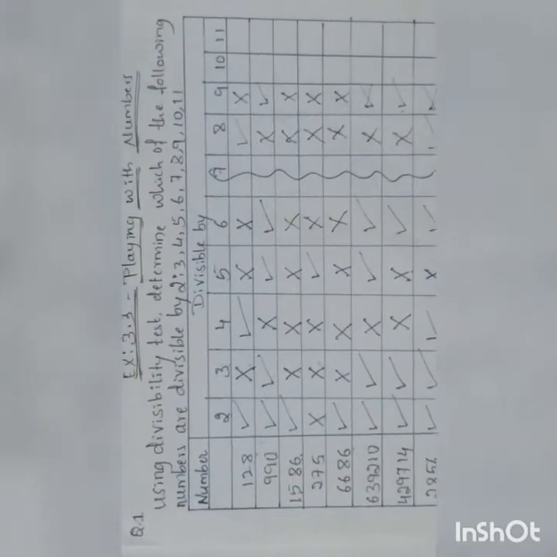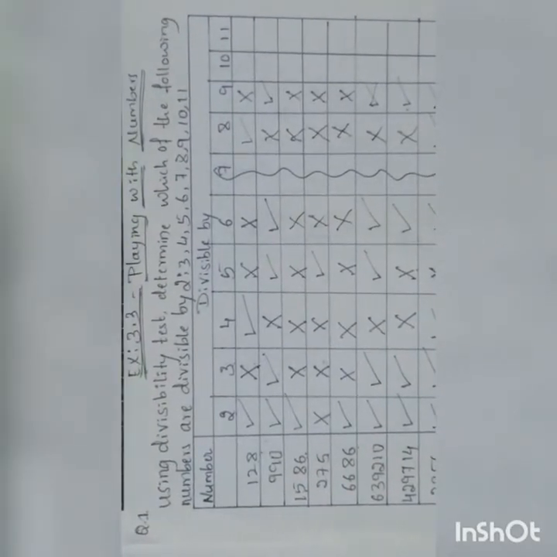To check the divisibility of 9, if the sum of the digits is a multiple of 9, then the whole number is divisible by 9. If the sum is not a multiple of 9, then the whole number is not divisible by 9. Okay.